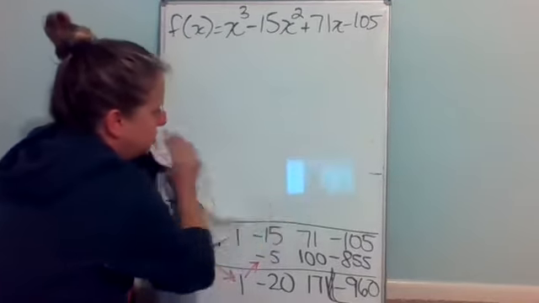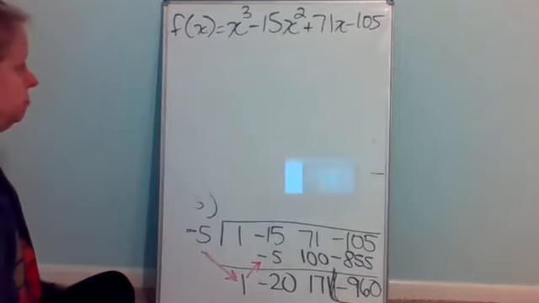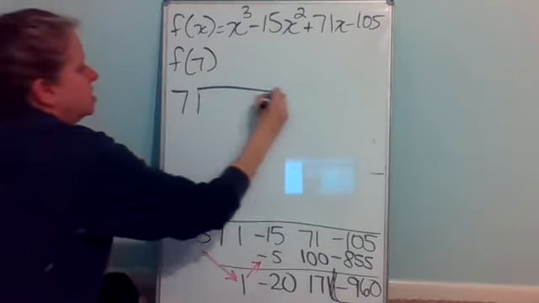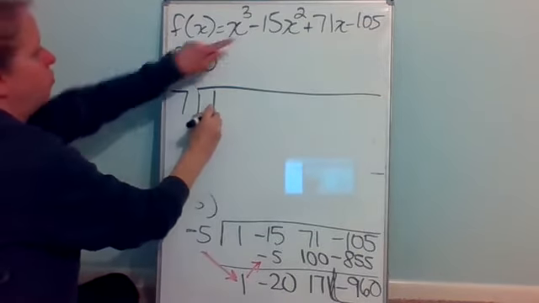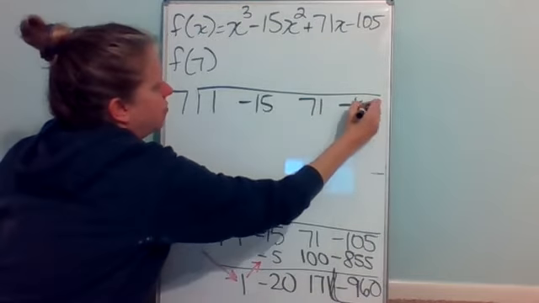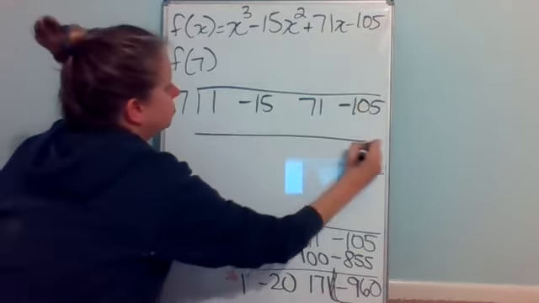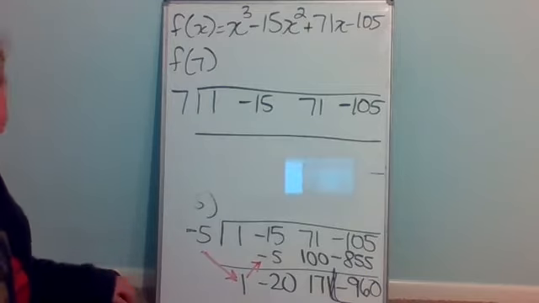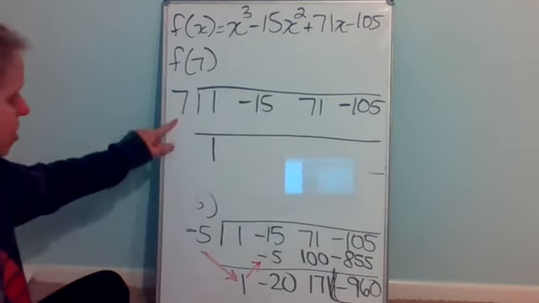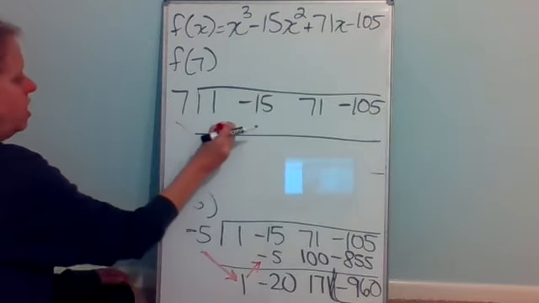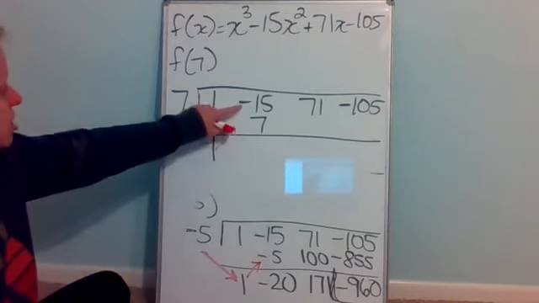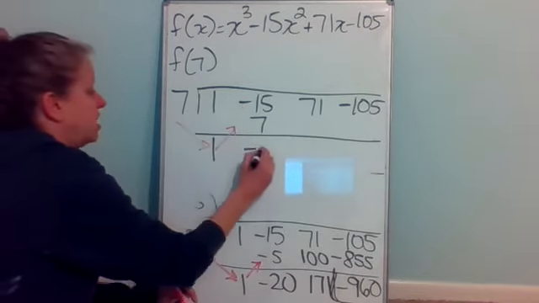Finding f of 7. So we're going to use a 7. Same function, so the same coefficients, which are 1, negative 15, 71, and negative 105. So same thing, we'll just drop down our 1 and then start the multiplication process. 7 times 1 gives me 7. Add this straight down. Negative 15 plus 7 is negative 8.